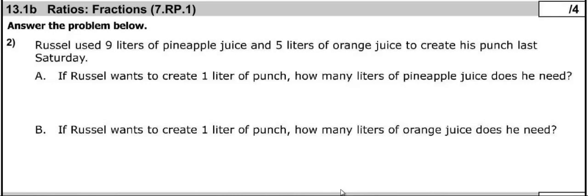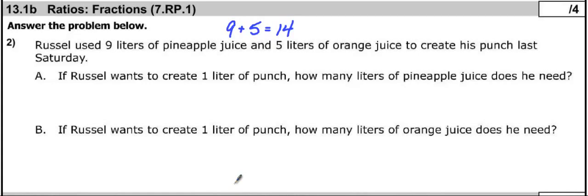So here's question number 2. It tells us that Russell used 9 liters of pineapple juice and 5 liters of orange juice to create his punch last Saturday. So Russell had a nice big party. He used a bunch of pineapple juice, a bunch of orange juice. In fact, we can look at this problem and know that altogether, Russell made 14 liters of punch. 9 liters of pineapple juice, 5 liters of orange juice.